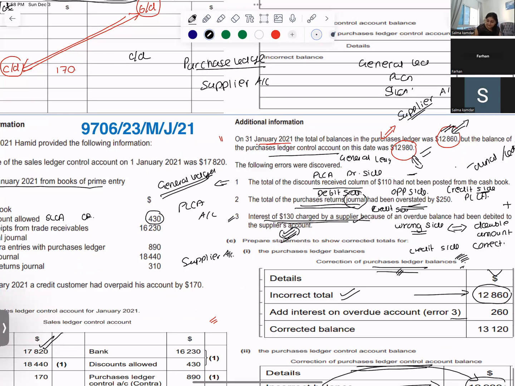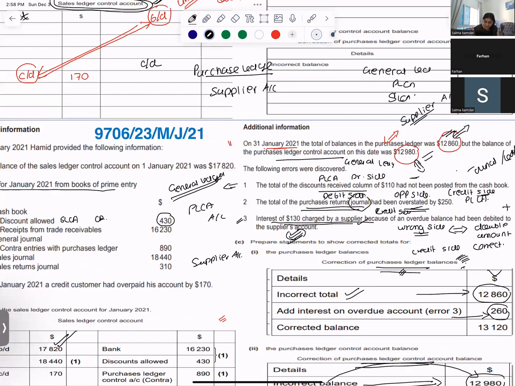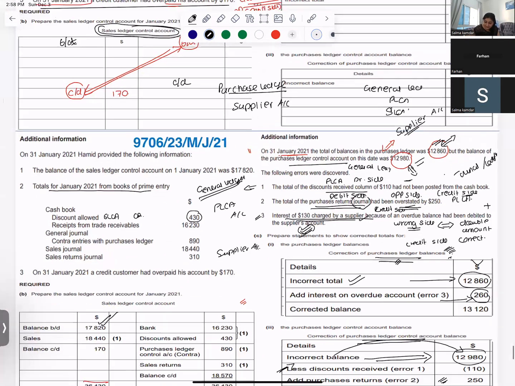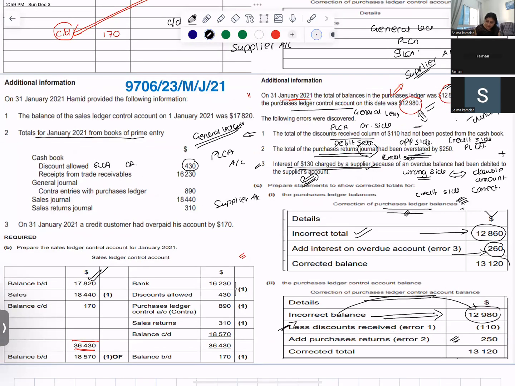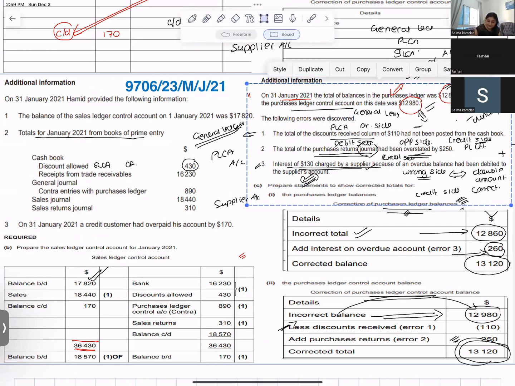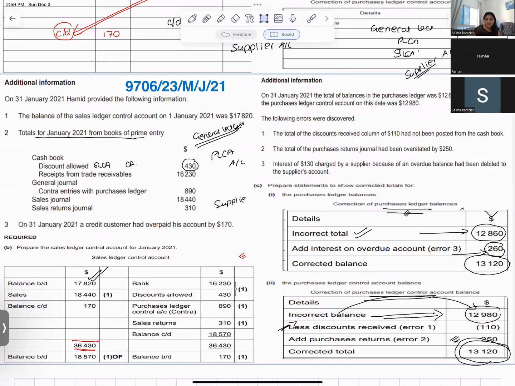Okay, fine. So you will add, and then after doing the rectification, your total of the purchase ledger should be equal to the total of the purchase ledger control account. Now I want you to do it yourself. I will pause the video. You will do it, and then we'll see whether you're getting it or not.